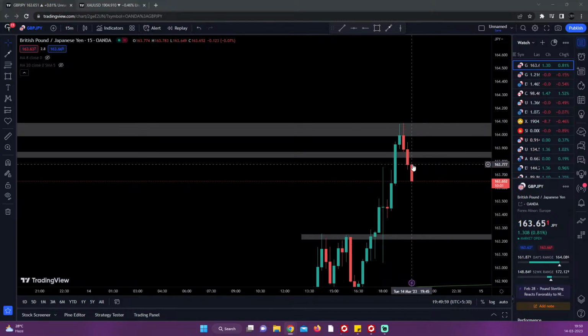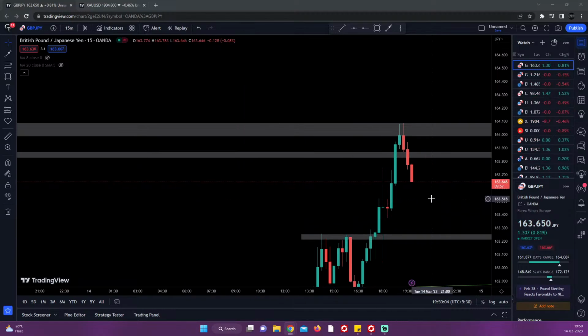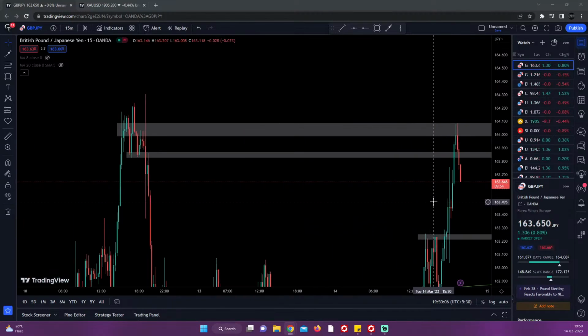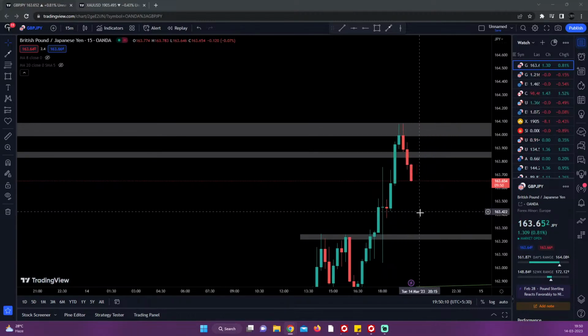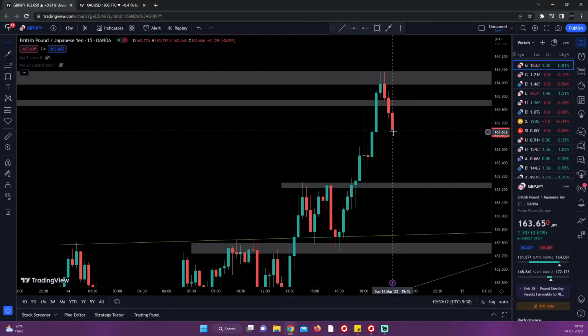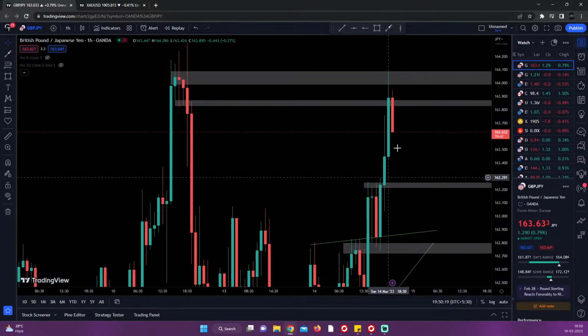Okay, so GBP JPY is moving down right now, and if you look on the left, then we might get a retracement. Let me just have a look on the 1 hour. Yeah, very tricky right now.